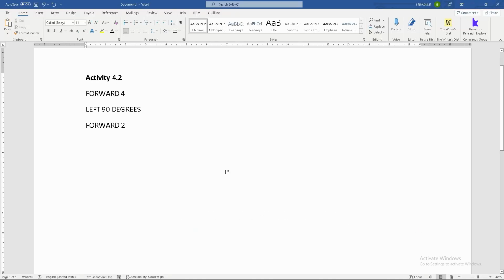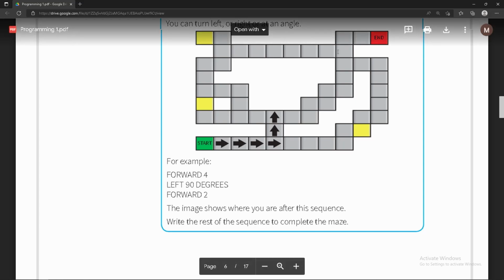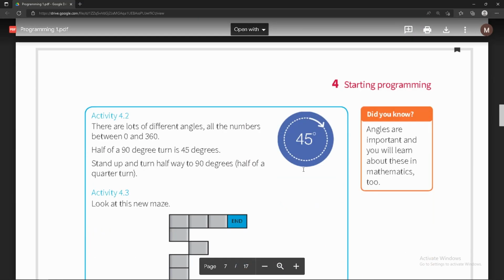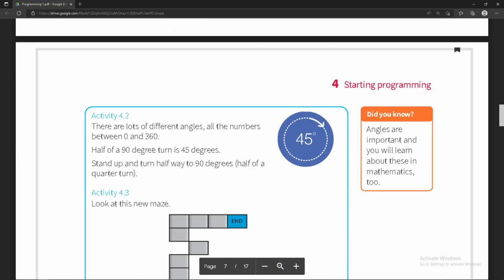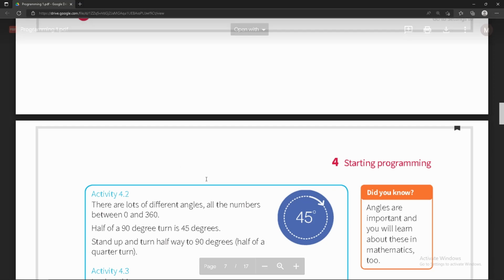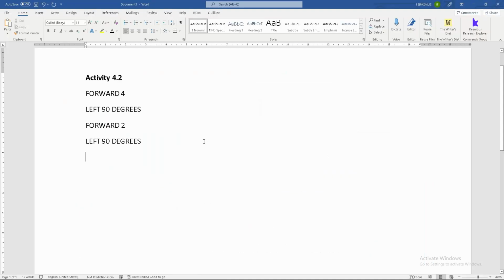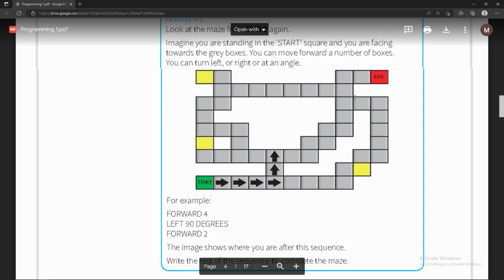So now you need to put in there left 90 degrees, or you can say right 90 degrees. You can decide how you would like to get to the end. So they just want you to... wait, something's weird. Oh, sorry, this is part of 4.1. So you can decide how you would get to the end of this maze.